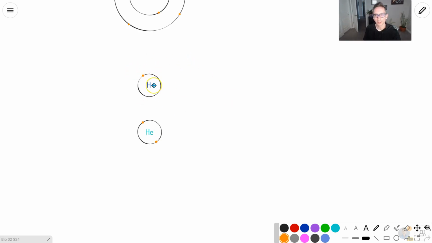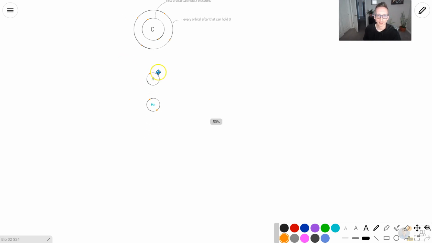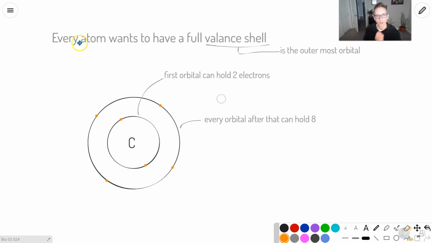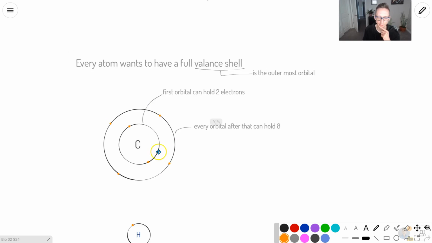Hydrogen, on the other hand, would like to react with some stuff. It also really likes to just get rid of that electron. Carbon, all right, let's look at carbon. So this orbital can hold 8. How many does that have? 1, 2, 3, 4. Every atom wants to have a full valence shell, which is its outermost shell. Does carbon have a full outer shell? No. It's only got half of it full. So it would love to react with some stuff and fill that in.